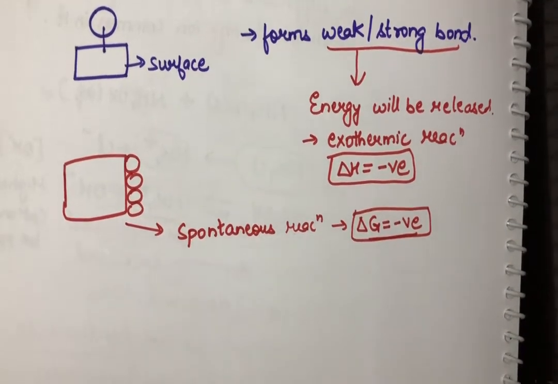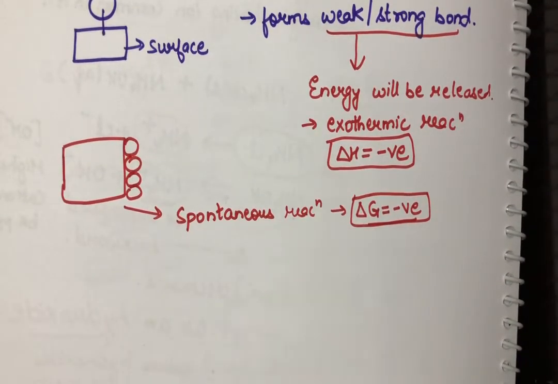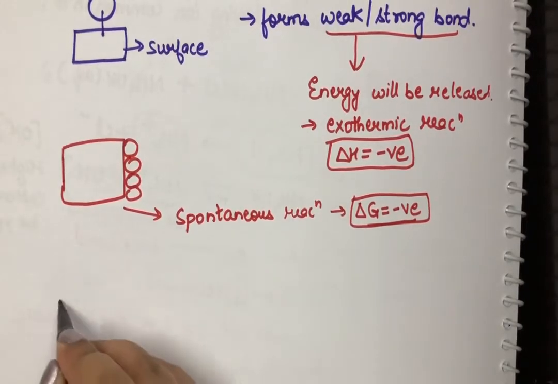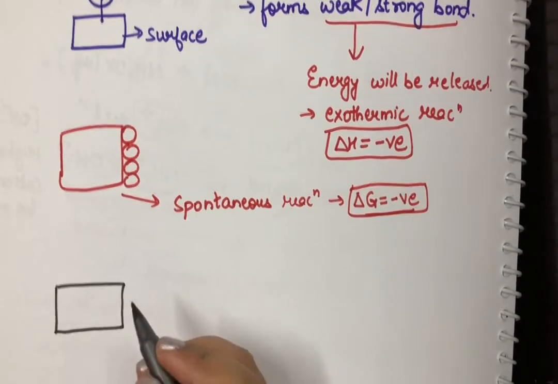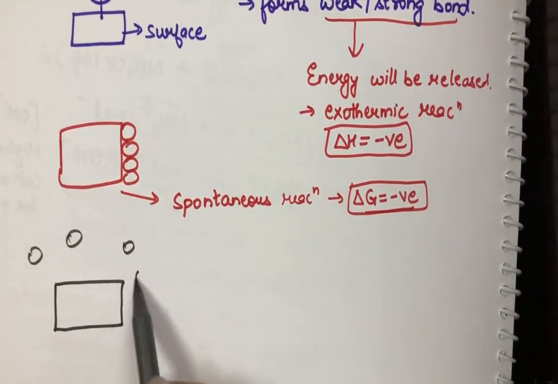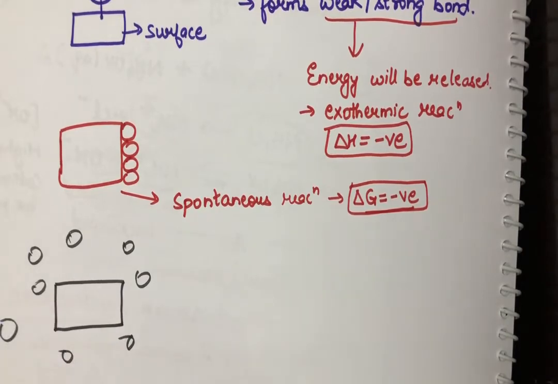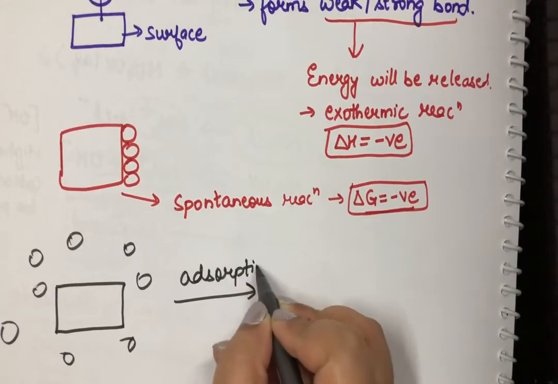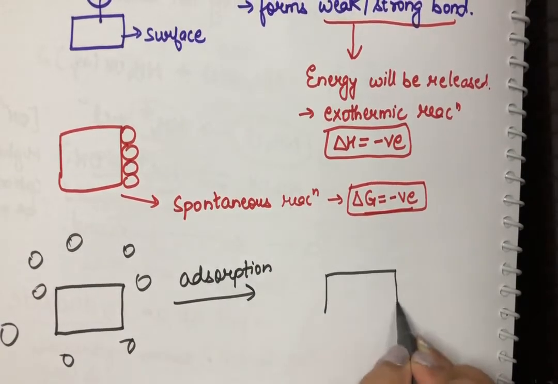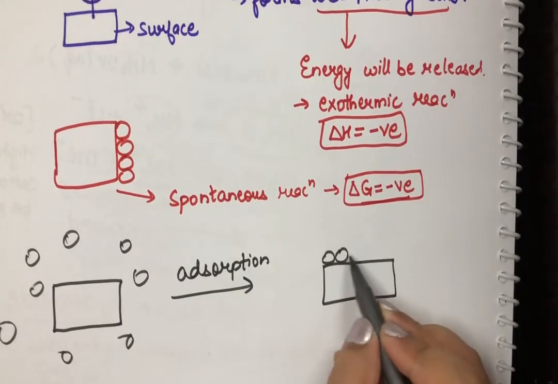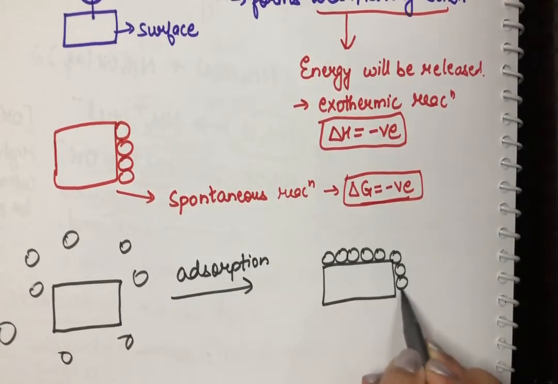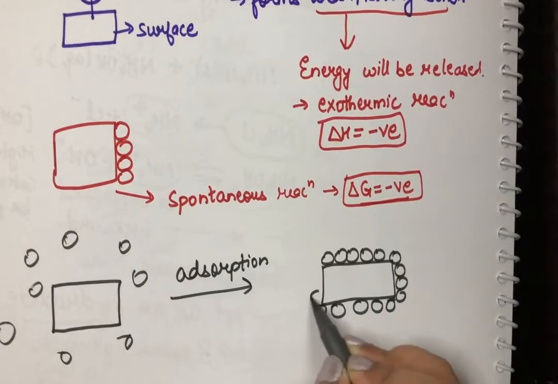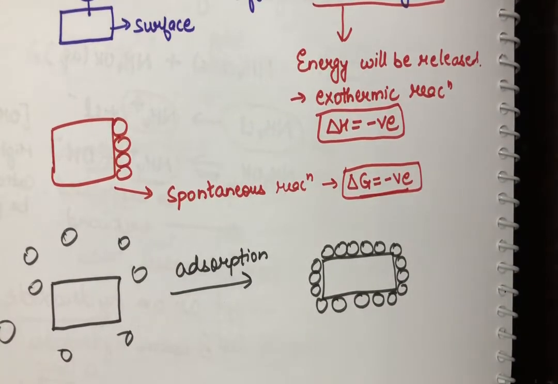Now let us also look at another aspect of adsorption. Let us suppose I have a surface like this, right? Now all the molecules were somewhere around the surface. Now once the adsorption has happened, what happens? They all come close and they all accumulate at the surface because they have formed a bond. I am not talking about how good the bond is. It can be weak, it can be strong, that depends.